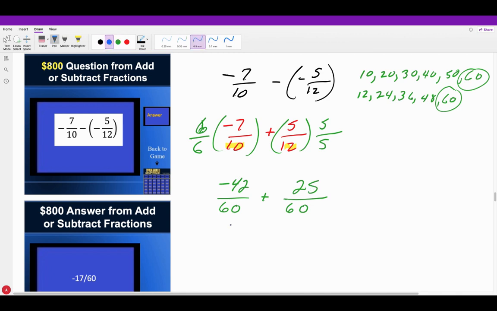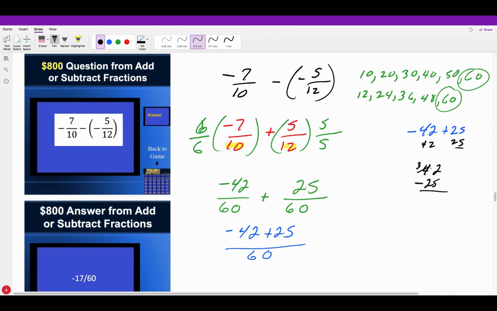So now when I go to combine these under one fraction, it's negative 42 plus 25 over 60. So remember, when we have different signs, we make them both positive because we are used to that, so this way we can use the method that we know. We take the smaller number and we subtract it from the larger, so 42 minus 25.